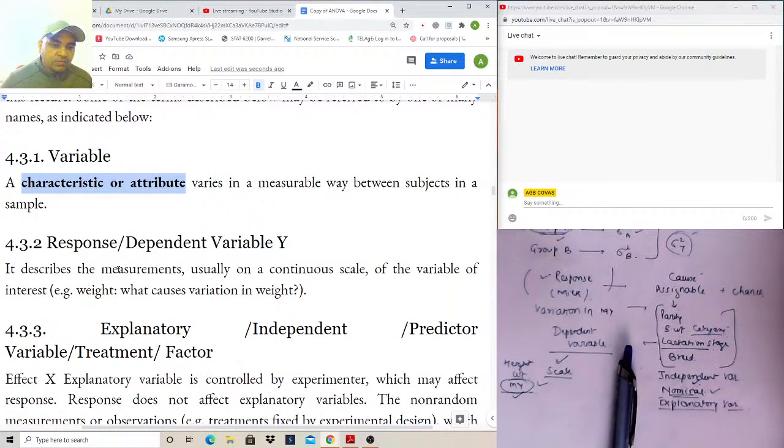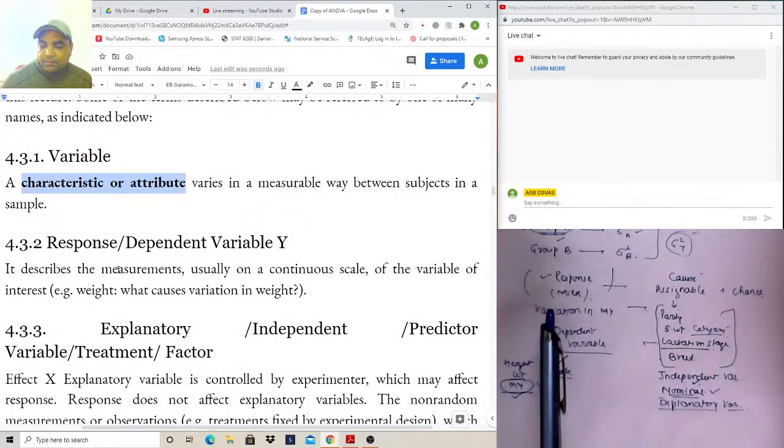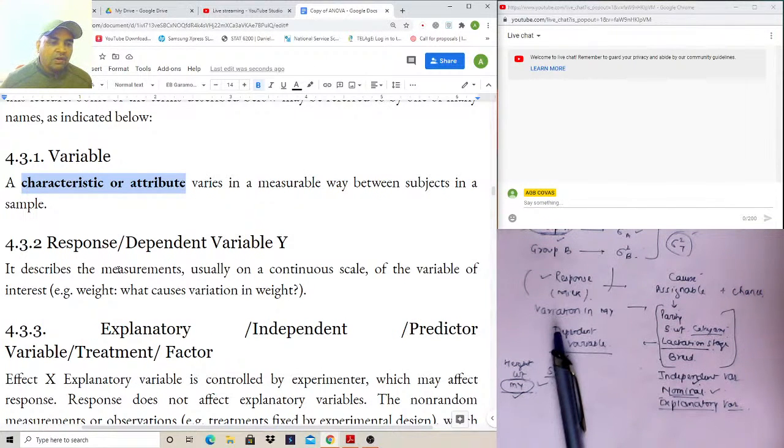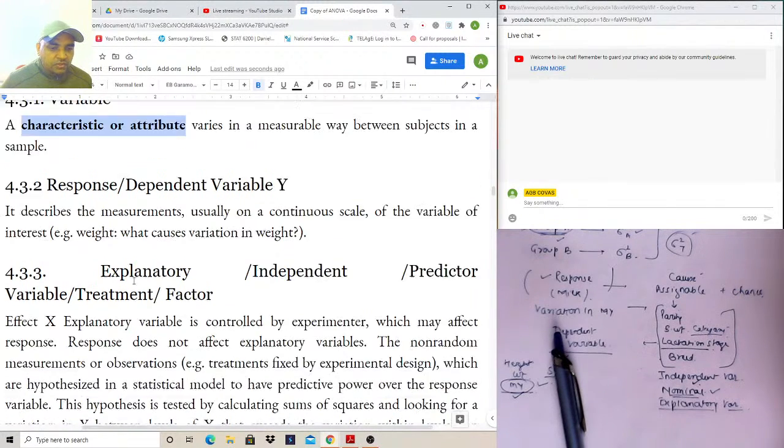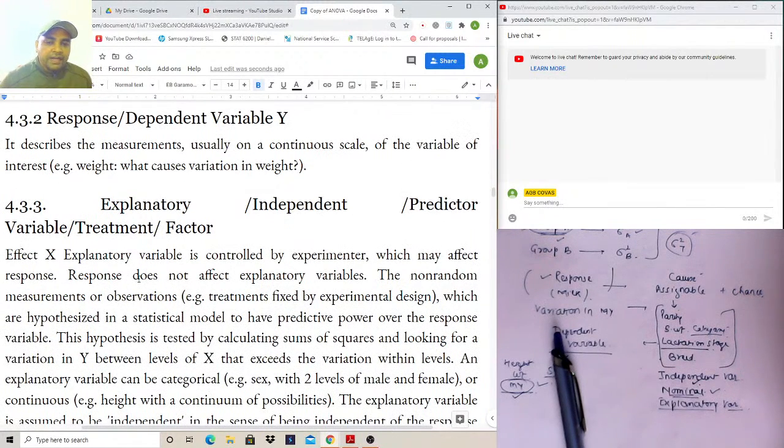Now, what is the response or dependent variable? As we have already described, this is the response variable, milk yield. It describes the measurement, usually on a continuous scale, as I have told you, of the variable of interest. Say, for example, weight. What causes the variation in weight? Then comes your explanatory or independent or predictor or treatment or factors. These are different names of these assignable causes. That is explanatory variable, independent variable, predictor variable, treatment or factor.